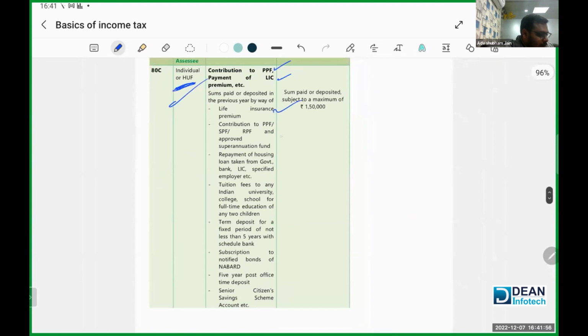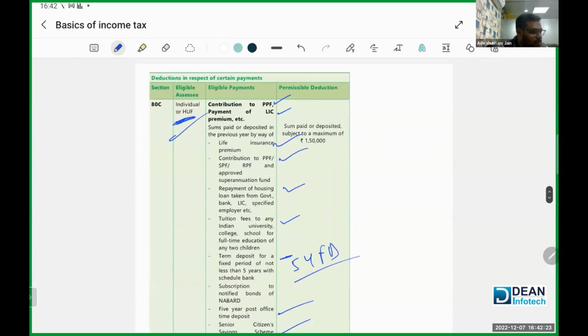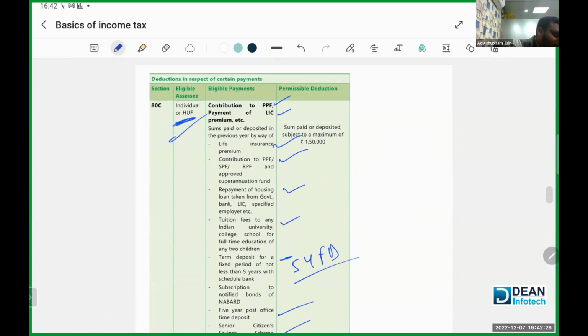Life insurance premium, contribution to PPF, superannuation fund, repayment of housing loan taken from the government, as I told you earlier. Tuition fees, like if you have a child and you're paying tuition fees for his education, gets covered in this. Term deposit for 5 year FD. Subscription to notified bonds of NABARD, 5 year post office time deposit, senior citizen savings scheme account. Any contribution made to these particular things, you will get deduction of rupees 1,50,000 for all these contributions made.